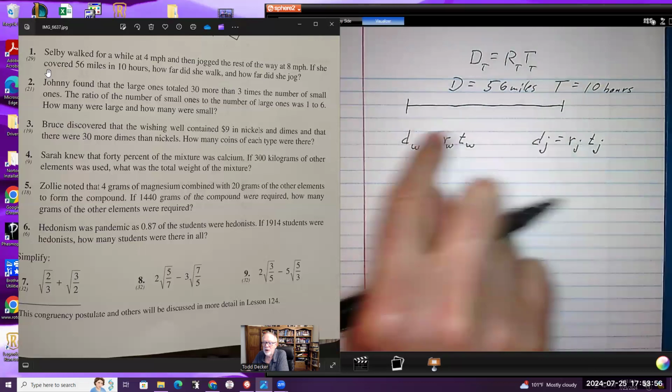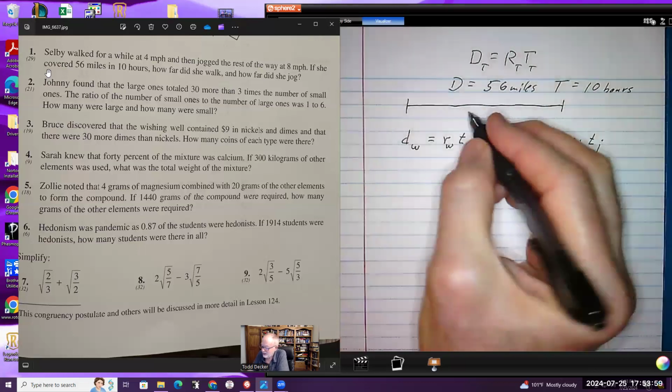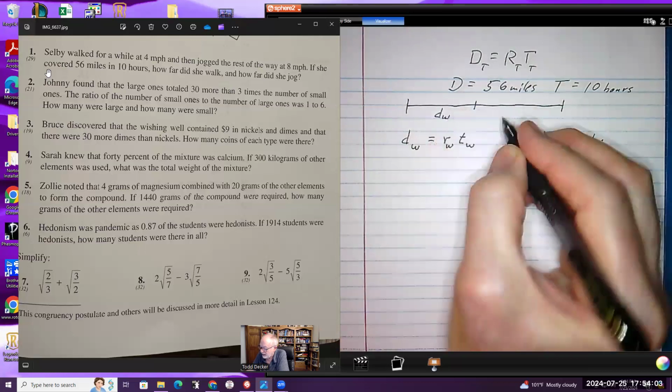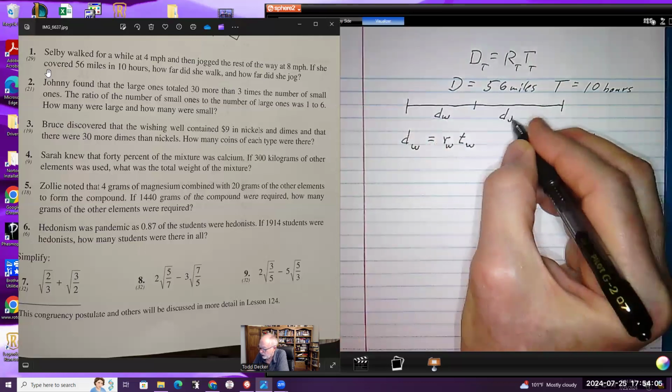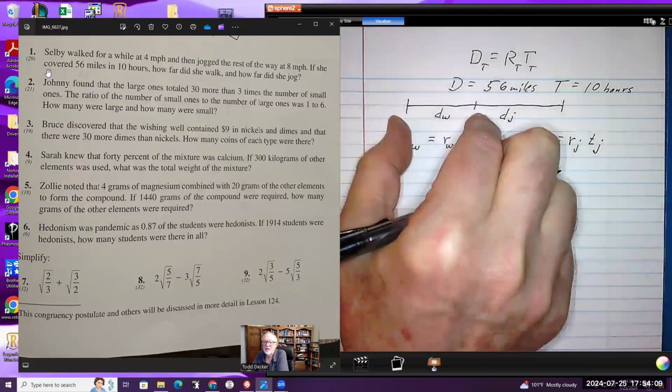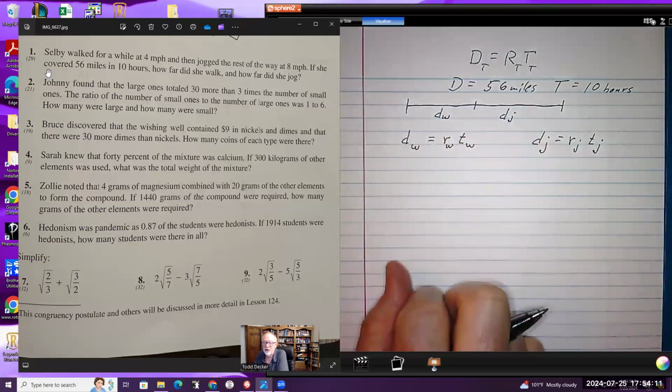But here's our picture that we're going. And I don't know how far she went walking. I don't know how far she went jogging. That's what we have to find out. So each one of these distances, not necessarily drawn to scale, right?